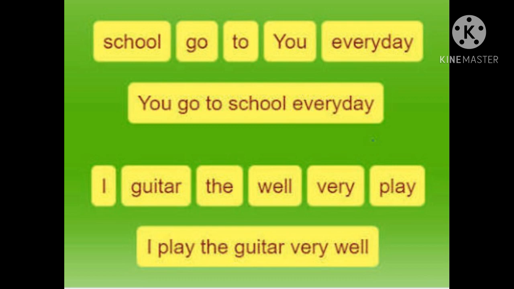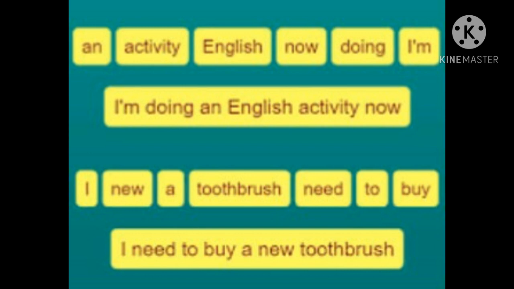Let us see some more examples of jumbled up sentences. First one: school, go, to, you, every, day. You go to school every day. I, guitar, the, well, very, play. I play the guitar very well. In this way you have to unscramble the words. Some more examples: an, activity, English, now, doing, I, am. I am doing an English activity now. I, knew, a, toothbrush, need, to, buy. I need to buy a new toothbrush.